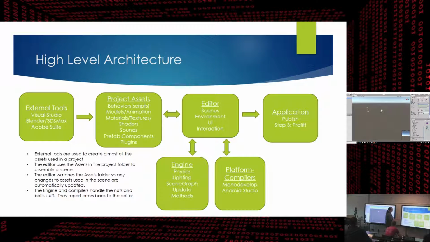So this is a very high-level architecture of what Unity does, and some of it I'm maybe about to repeat myself. I have external tools that I'm using to create my assets. I have Visual Studio that I use to write my behaviors. I have Blender or 3D Studio Max that I use to create my 3D models, or maybe not me, somebody that's working for me will make my 3D models for me. And then I can use the Adobe Suite to make my materials, my animations, my sound effects. All of that goes into my project's assets folder that holds my behaviors, my scripts, my models, everything that my project is going to need.